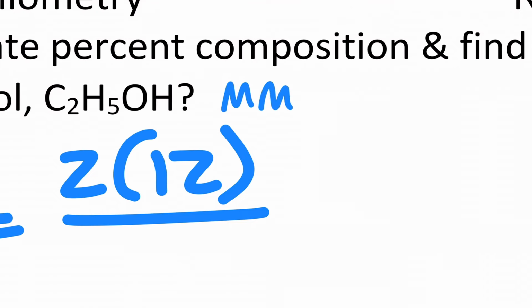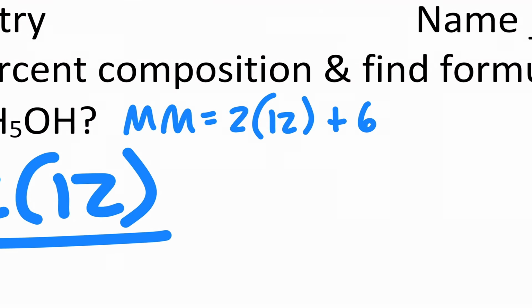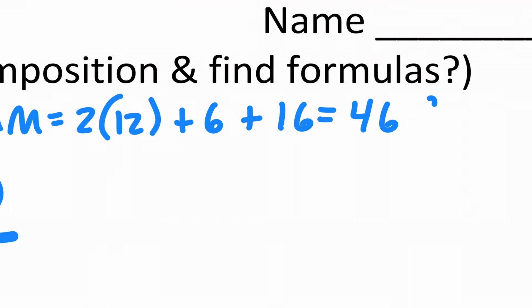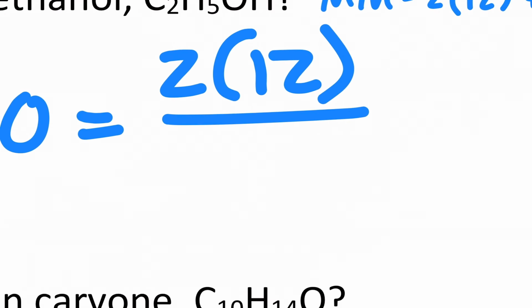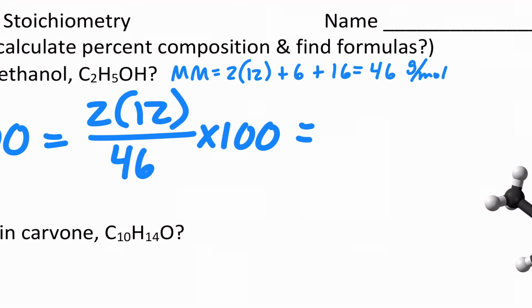So the molar mass, remember, is the sum of all the atomic masses, 2 times 12 for the carbon, plus 6 for the hydrogens, plus 16 for the oxygens, and when you add that up, you get 46 grams per mole. So if I assume we're talking about 1 mole of substance, this becomes 46 in my denominator, and then I multiply by 100, and I'm going to round that to the nearest whole percentage.